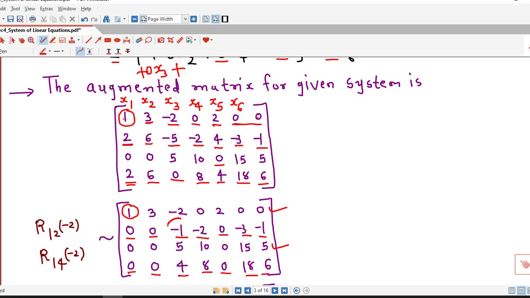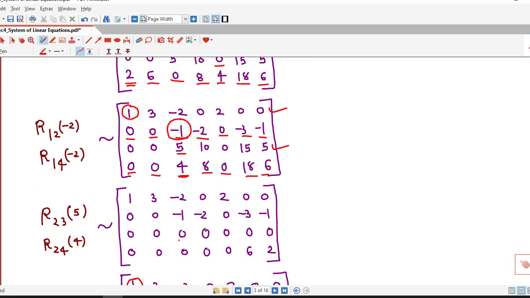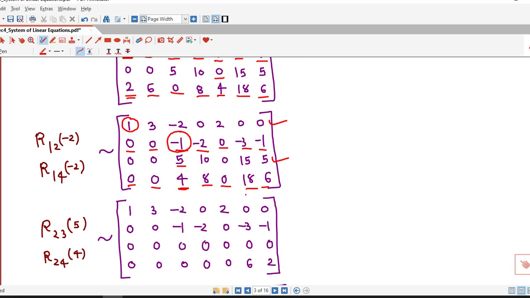Now we come to the first non-zero entry of the second row. So we must have these two entries 0. To make this entry 0, we multiply the second row by 5, and to make this 0, we multiply the second row by 4. So we write the first and second rows as it is. The third row will change. For that we multiply the second row by 5. So these two are 0, and these two entries will remain as they are.